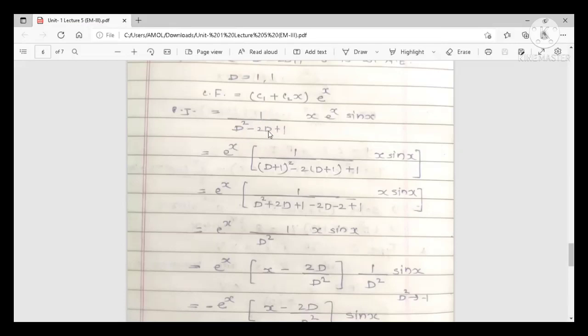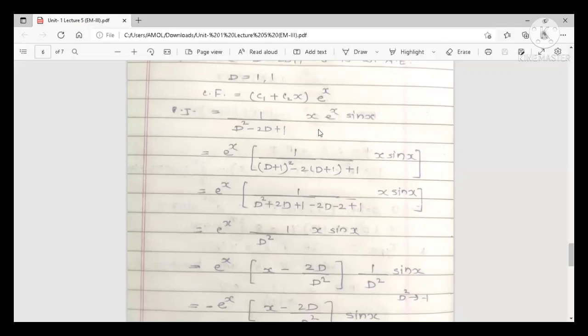Here phi of d is d square minus 2d plus 1 into f of x. F of x is here x into e raised to x into sin x. There is a product of three functions. One of them is exponential, the second is a linear function, and the third is a trigonometric function. If there are three functions, then you solve for the exponential function first, and consider the remaining terms as one function. So here the exponential function is e raised to x, and the remaining term is one function. So it is now case 5, e raised to x into v.